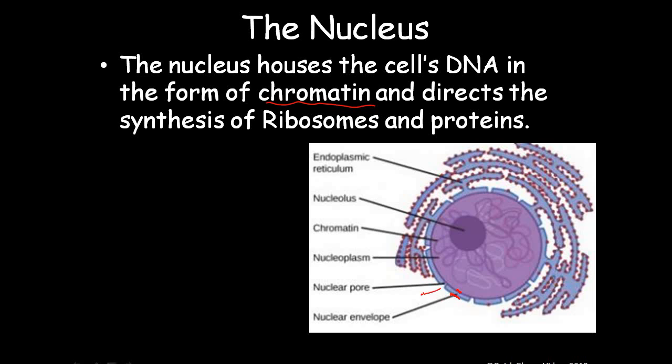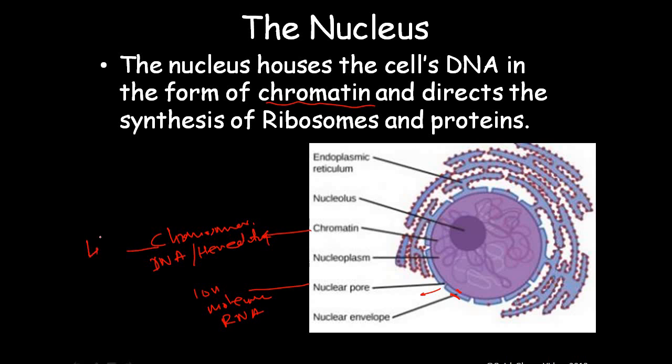It has nuclear pores that help the passage of ions, molecules, or RNA from the cytoplasm to the nucleoplasm. So nucleoplasm is the fluid within the nucleus. Chromatin forms the chromosomes. It's made up of DNA and is the hereditary material.